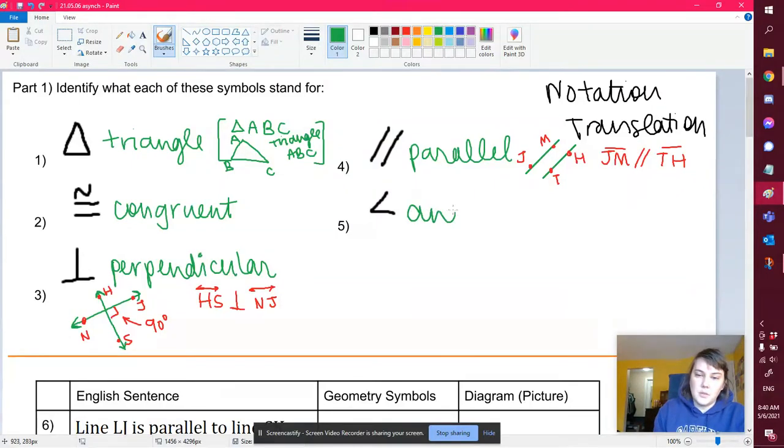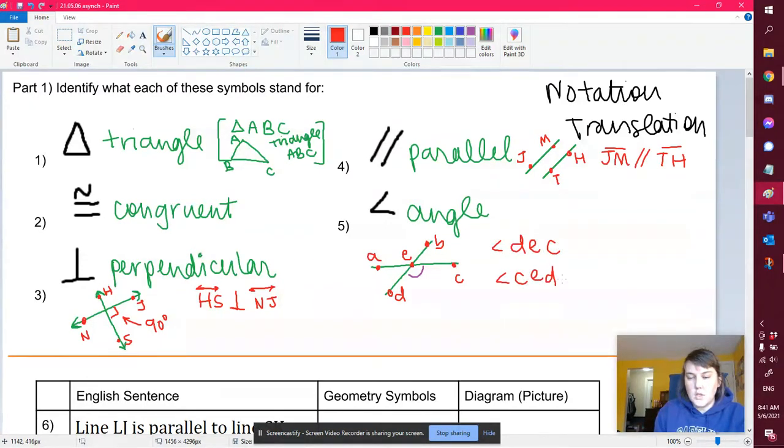And then the last one is an angle. This is just the symbol for writing out angles. If we had a picture where it was something like this, where let's use A, B, C, and D, and we wanted to talk about this angle, we would write in either angle DEC or angle CED to describe this purple angle. But using the angle symbol is the main one.